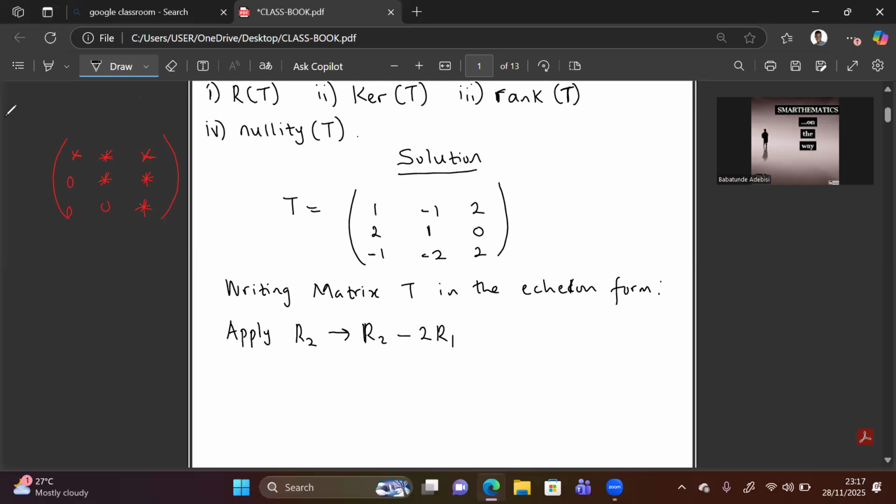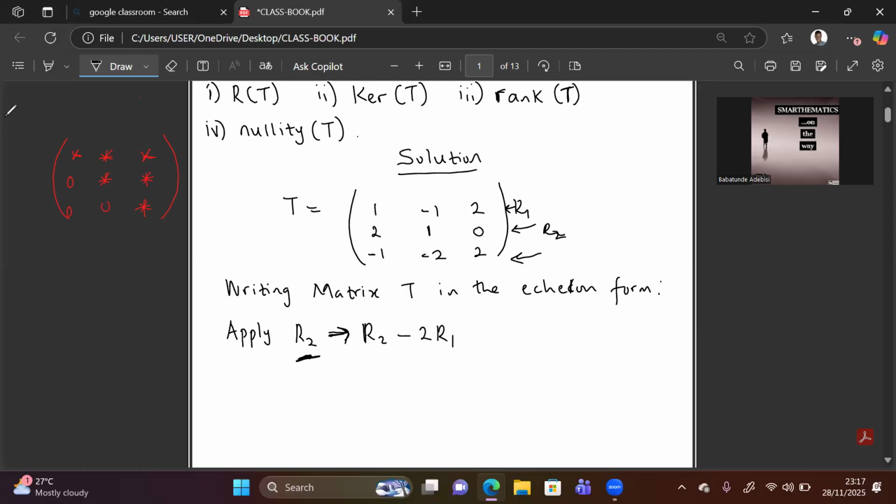Now, what am I writing? What I'm saying is that I want to change my R2. I started with R2 implying R2 take away 2R1. It means that I want to change my R2, my second row. R2 is the second row. This is R1. This is R2.